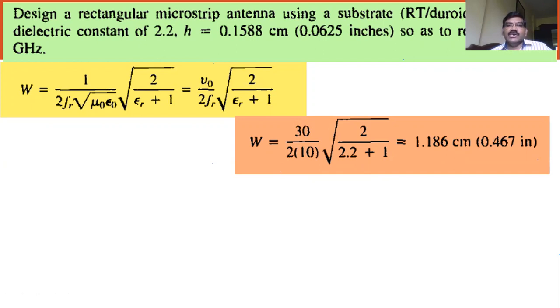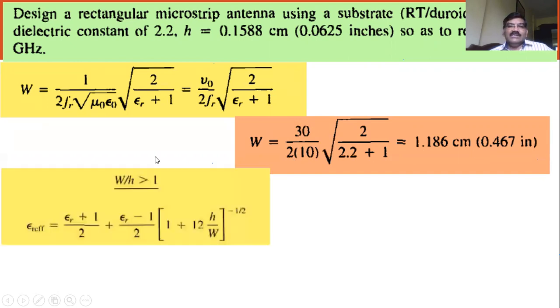Use all SI system units. Frequency is in hertz, so if it is in gigahertz, take it to 10 to the power 9. The speed of light is 3 into 10 to the power 8. Accordingly, you can get the answer. Now next is the effective dielectric constant that we have to calculate.